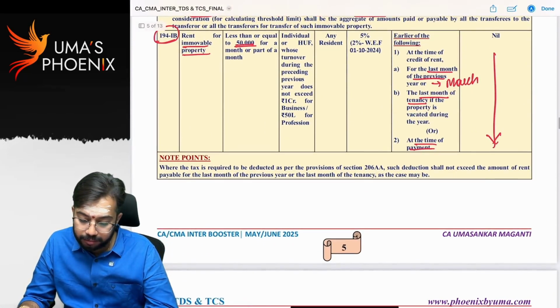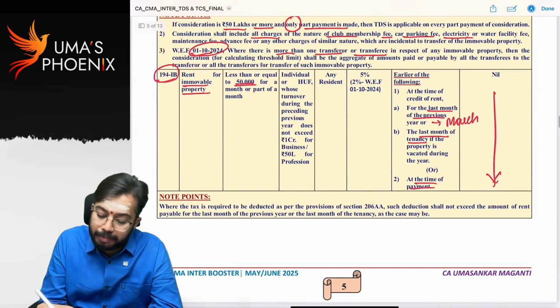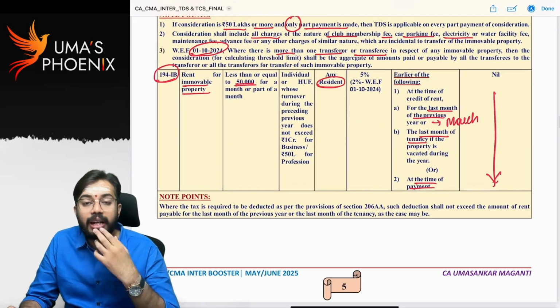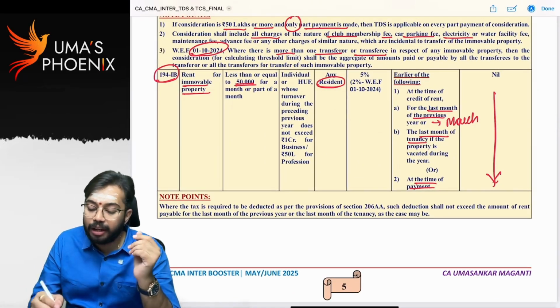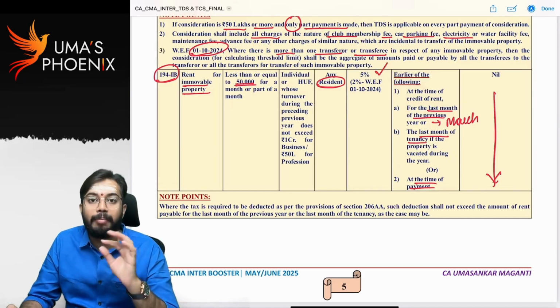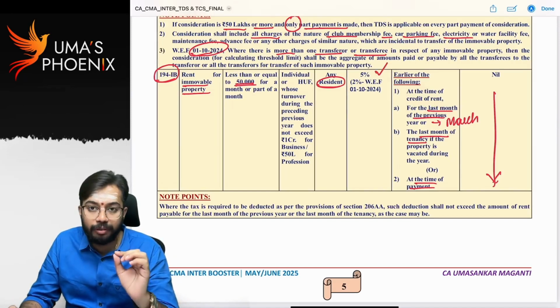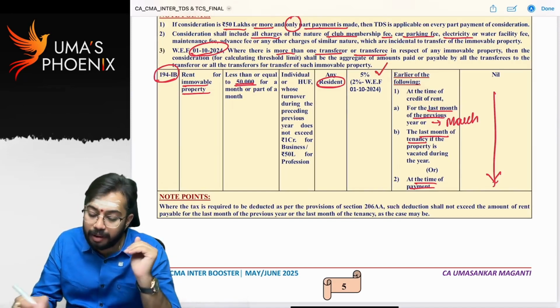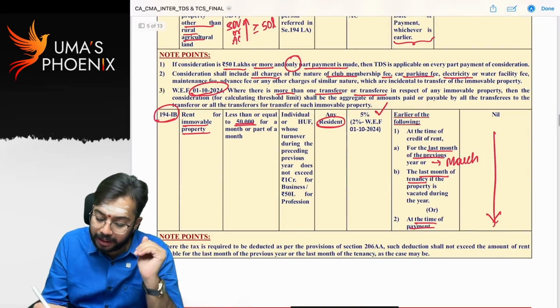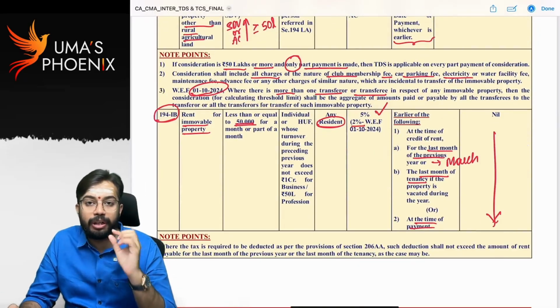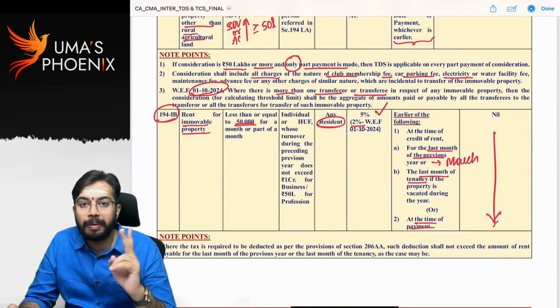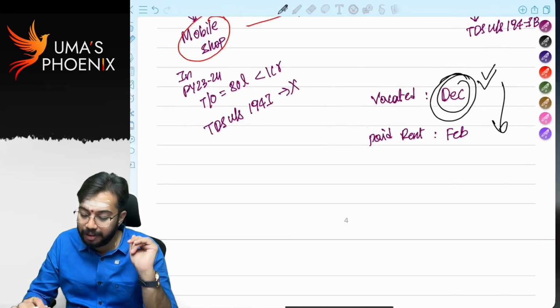Next. Only if rent is paid to a resident, then only TDS is required to be deducted. The rate of TDS is 5%, but from 1st October 2024, the rate of TDS was reduced from 5% to 2%. So from 1st October 2024, you are required to deduct 2% TDS. Is it clear?